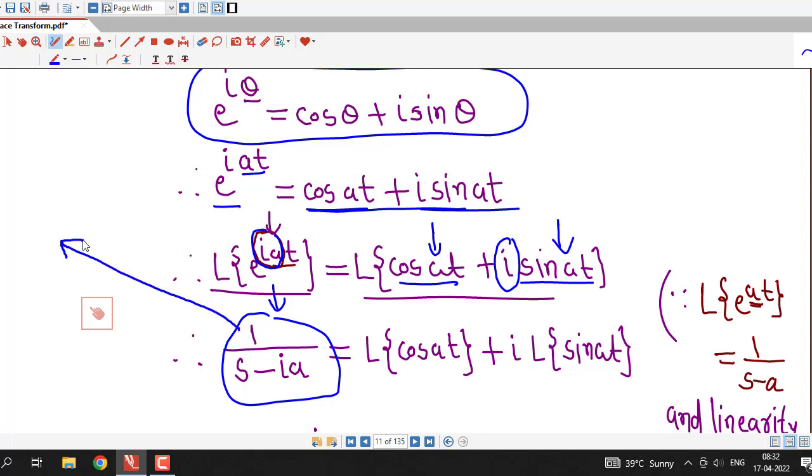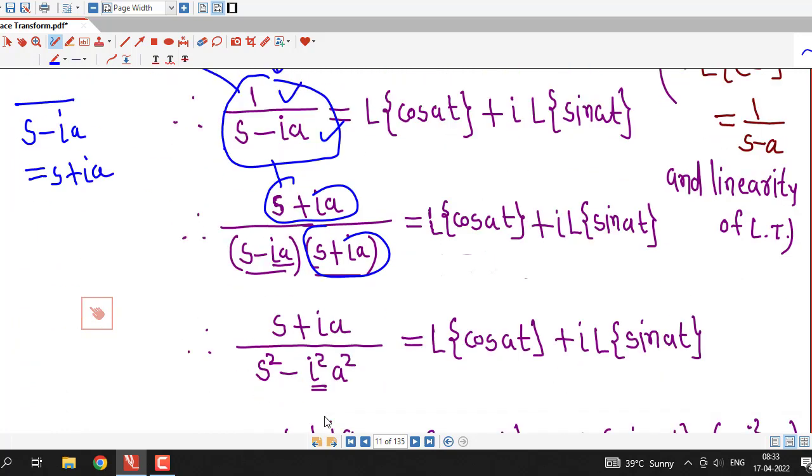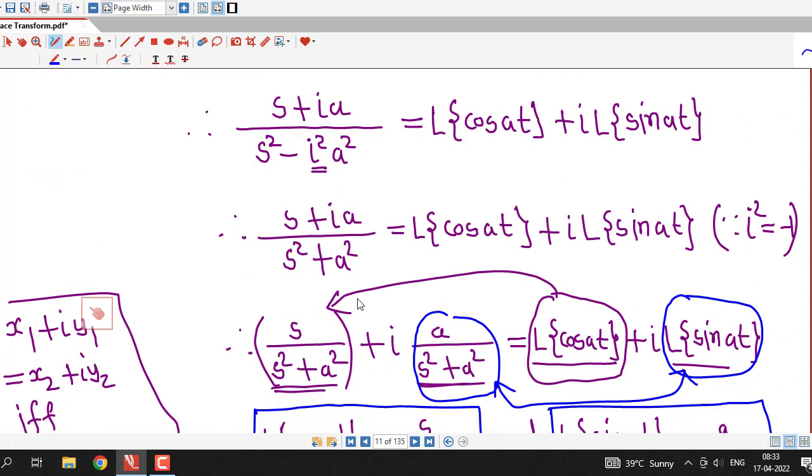Then we require this complex number in this form, x plus iy, something plus i into something. So this is not in this form. To convert this complex number in this form, we take conjugate of s minus ia, which is s plus ia. So we multiply numerator and denominator by s plus ia, and after simplifying we obtain that Laplace transform of cos at plus i times Laplace transform of sin at is s divided by s square plus a square plus i times a divided by s square plus a square.